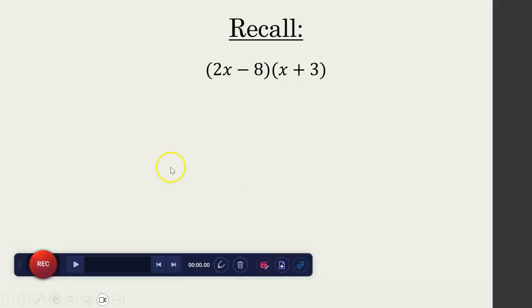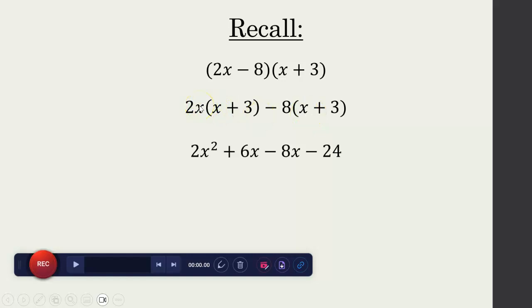I have 2x minus 8 in brackets, and then brackets x plus 3. So how would we do this? Well, if you remember, what we do is we split it up. So I'm going to take the first part of this bracket, 2x, and multiply it into everything here. Then I'm going to take the second part of this bracket and multiply it into everything here. That's where I got this line from. So 2x multiplying into all this, minus 8 multiplying into all this.